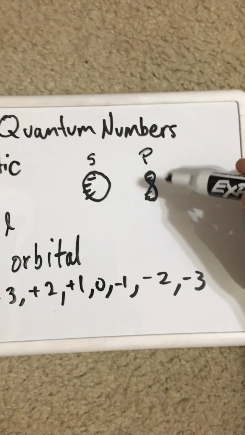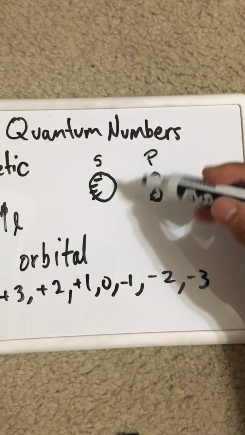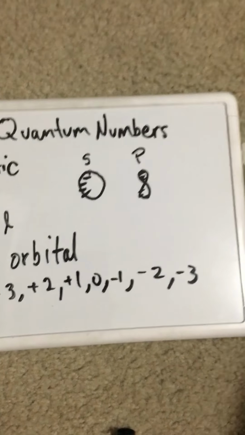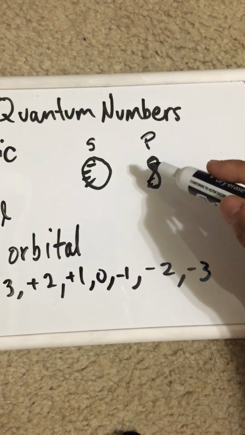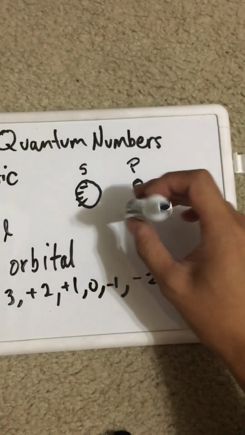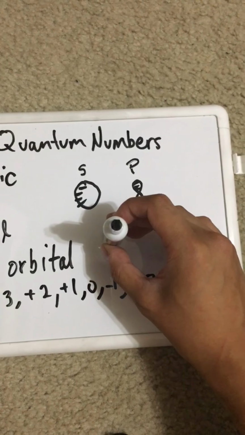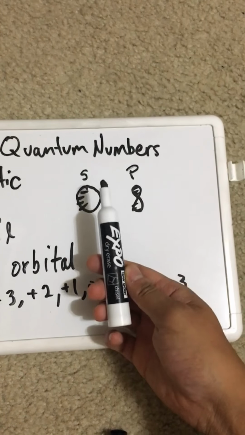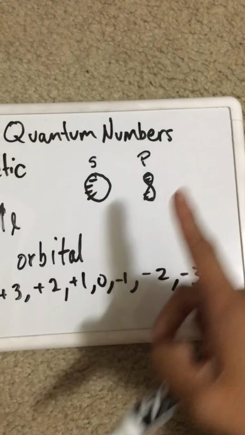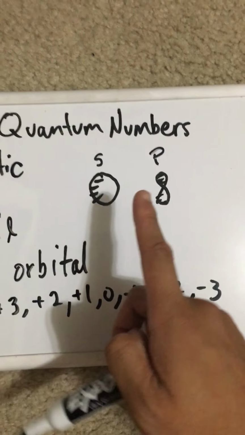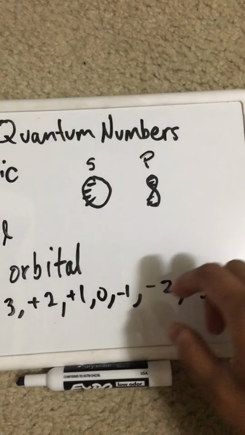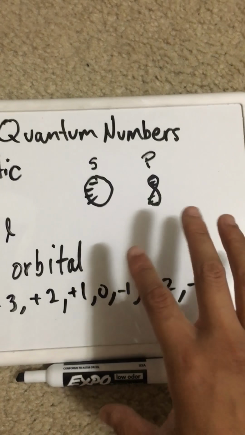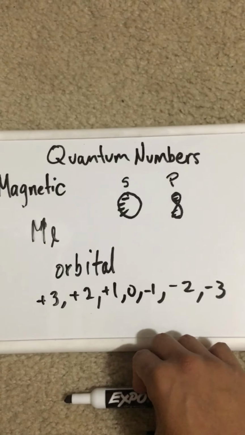Now, having more orbitals in the p sublevel means that there are more electrons. It's because each orbital can hold only 2 electrons. This orientation holds 2, this orientation holds 2, and this orientation holds 2 in one p sublevel, which means in one p sublevel there are 6 electrons that could possibly be in there.